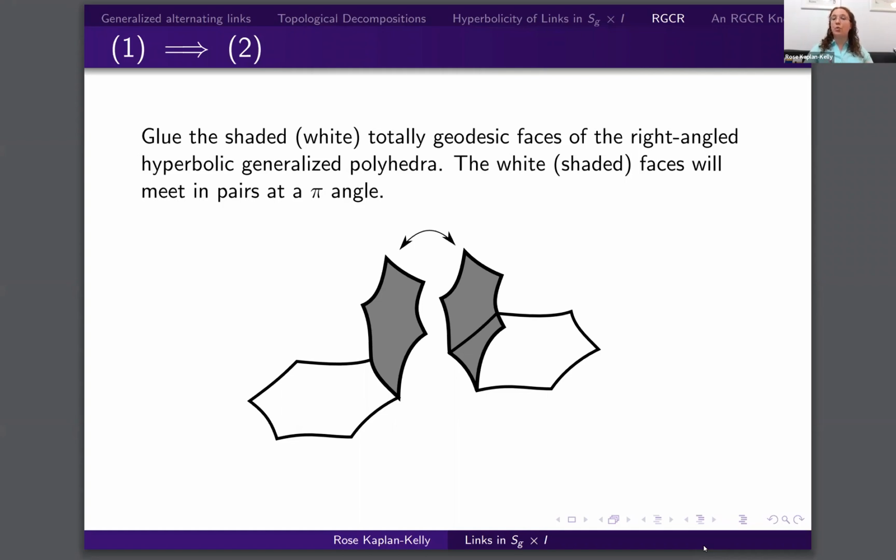So that means that every white face meets its neighboring white face at a pi angle. So this white checkerboard surface that we get is going to be totally geodesic. We could, in turn, glue all of the white faces together, find the shaded checkerboard surface, and see that it too will be totally geodesic by the same process.